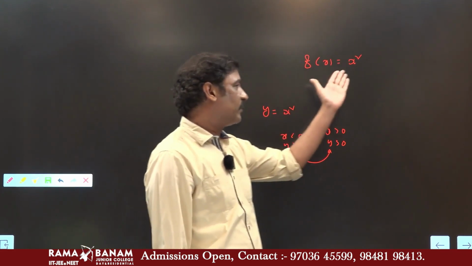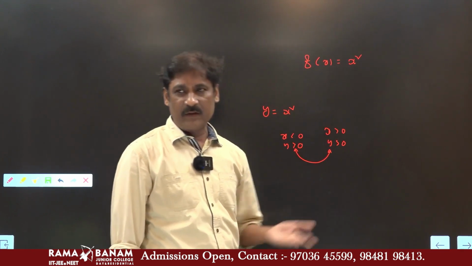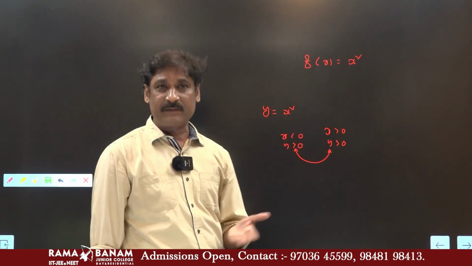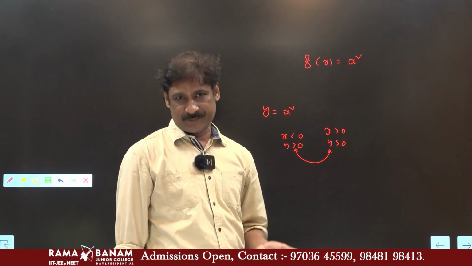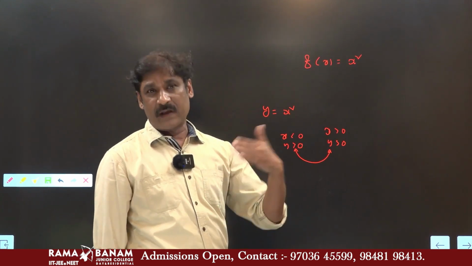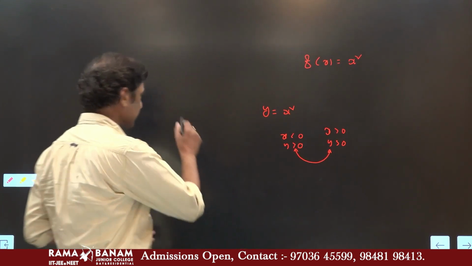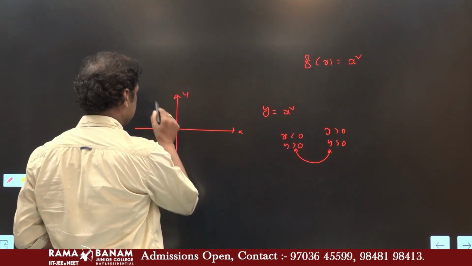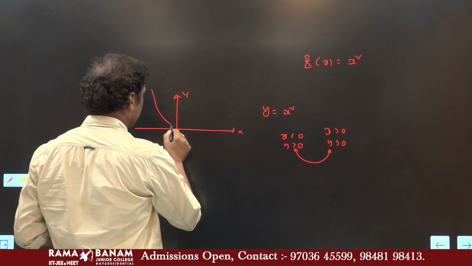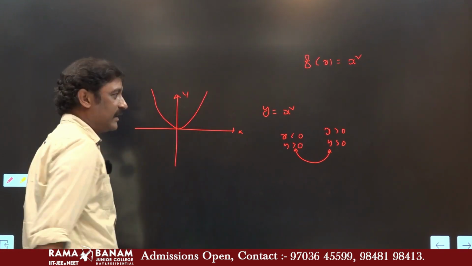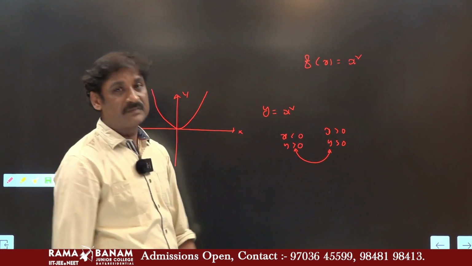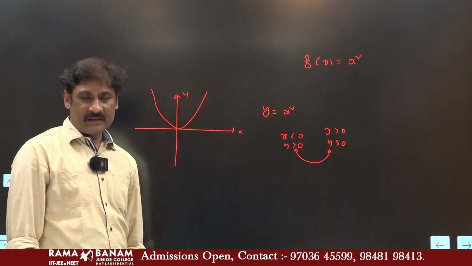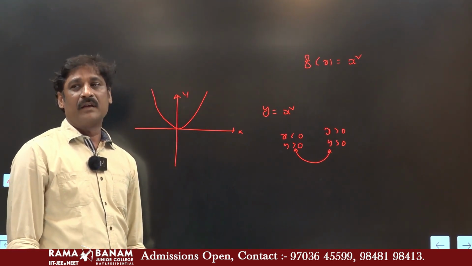If you put x equal to 0, y will become 0. So clearly we can say that y is equal to x square always passes through the origin and is completely above the x-axis. The graph of the function will be like this. This is the x-axis and y-axis. The graph will be just like this. It represents a parabola, and it always passes through the origin. This is one of the methods to find the graph of the function.